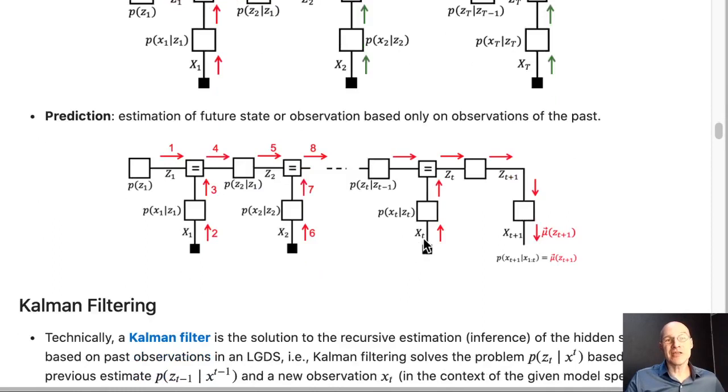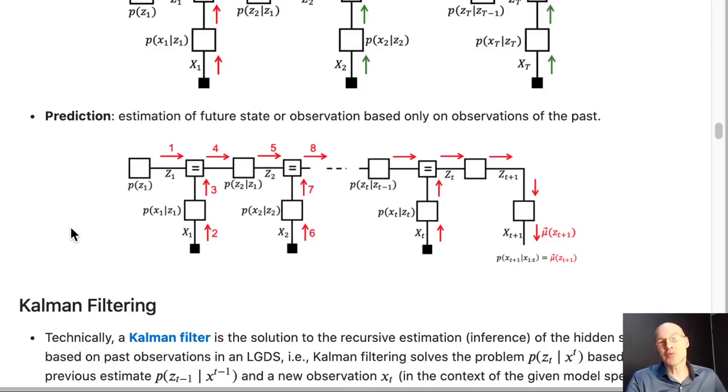Now, what is prediction? Let's say I make t observations. I have observed x1, x2, through xt, and I'm interested in a prediction p of x t plus 1 given the observations x1 through t. Well, what do I do? I need to come up with this forward message here. I just pass these messages from left to right, and then I come up with this message here going down. This is not yet observed, so there is no black node here. It's just a prediction. Mu forward for zt plus 1 here is really the probability for zt plus 1 given the past, given all the past observations.